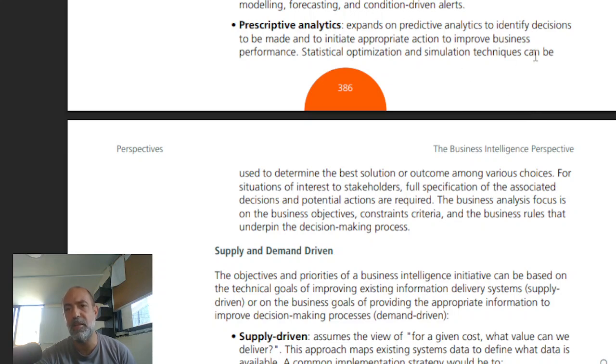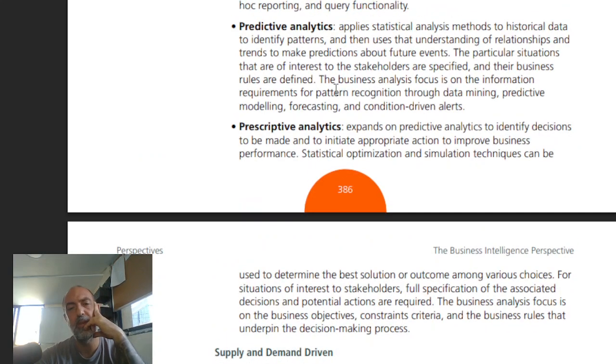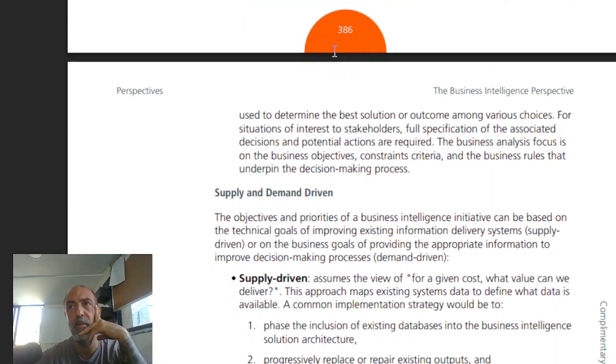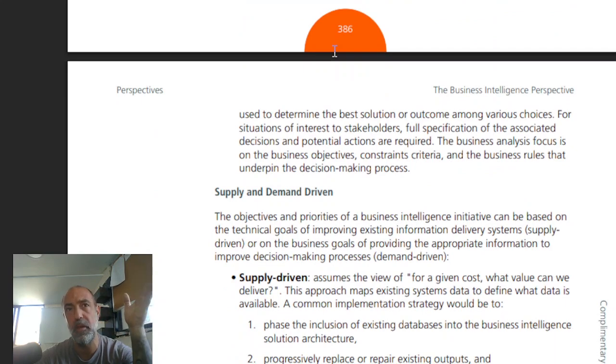Prescriptive expands on the analytics to define decisions to be made and initiate appropriate action to improve business performance. Statistically, optimization and simulation techniques can be used to determine the best solution or outcome among the various choices for situations. All right, so we can only predict based on history and what that information gave us before. Prescriptive is basically like prescribing something. So you're prescribing medication so somebody feels better. It's not necessarily a solution so much as a change, a shift that allows. Okay.